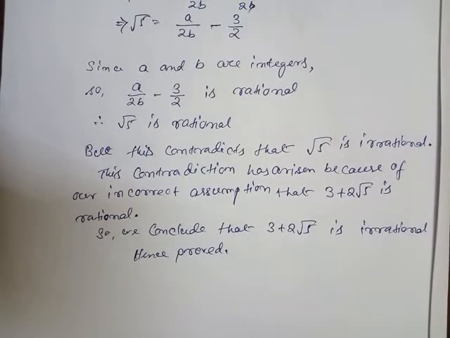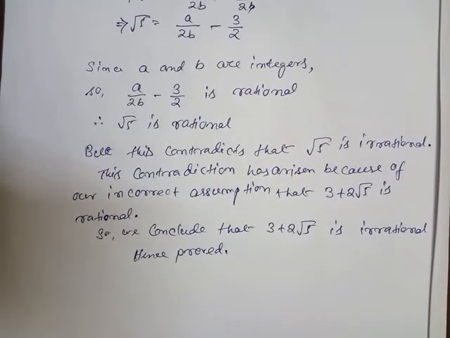This is our proof that 3 plus 2 root 5 is irrational. I hope you understand this question.